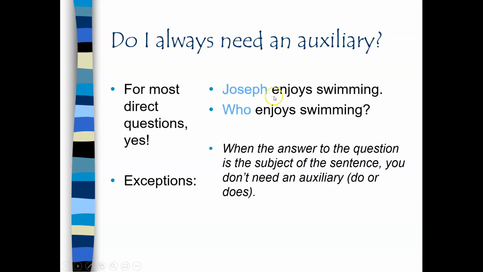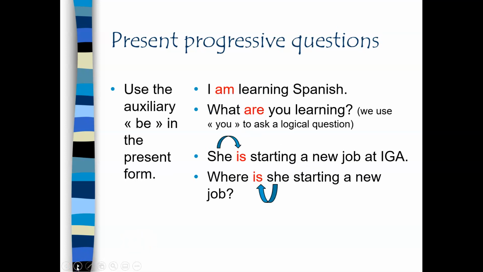But I didn't write the example, but if I said Joseph enjoys swimming, and I want to know about this word, then I would say, what does Joseph enjoy? If I didn't know the answer already. For present progressive questions, we use the auxiliary, the verb to be, in the present form. So I am learning Spanish becomes, what are you learning? Of course, we use you to ask a logical question because if I say I'm learning Spanish, it's not very logical for me to say, what am I learning? It's correct, but it doesn't make sense all the time.